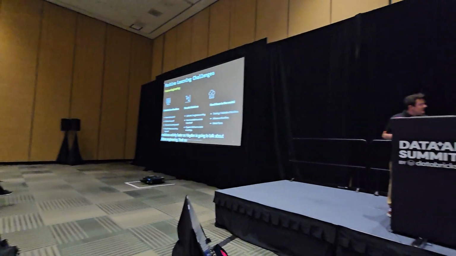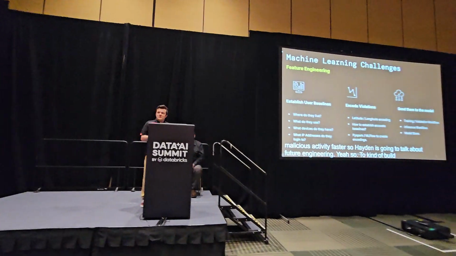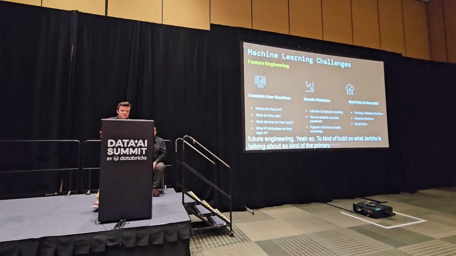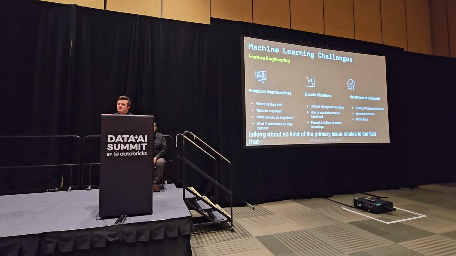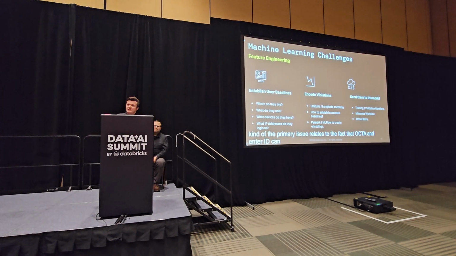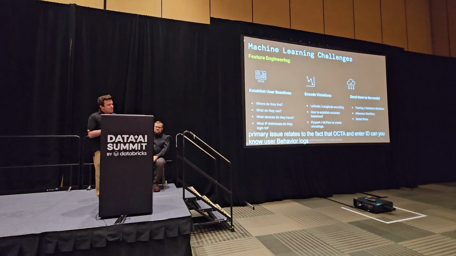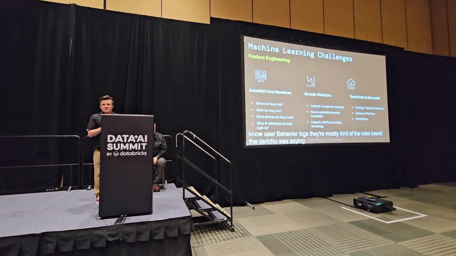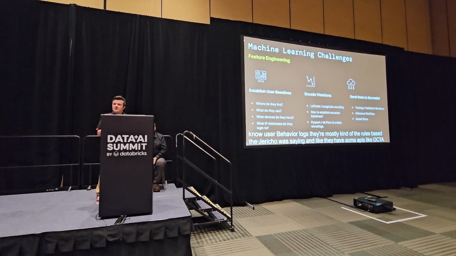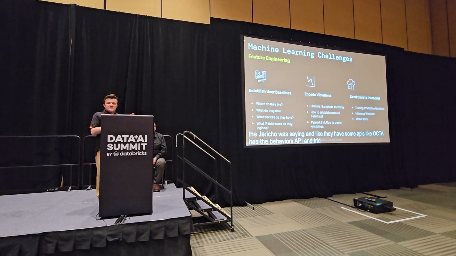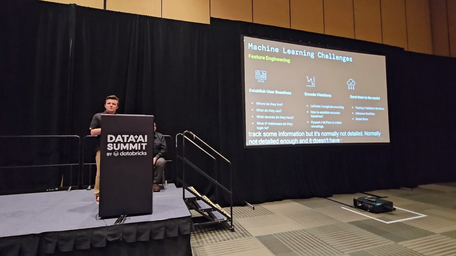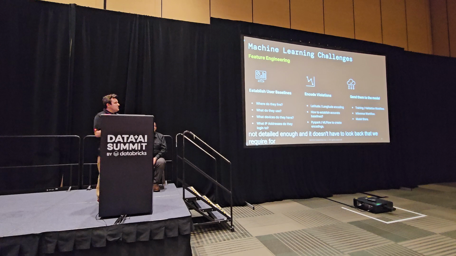Yeah, so to build on what Jericho was talking about, the primary issue relates to the fact that Okta and Entra ID user behavior logs are mostly rules-based, as Jericho was saying. They have some APIs, like Okta has the Behaviors API, Entra ID has Risky Behaviors, which tracks some information, but it's normally not detailed enough. It doesn't have the look-back that we require for the analysis that we do.